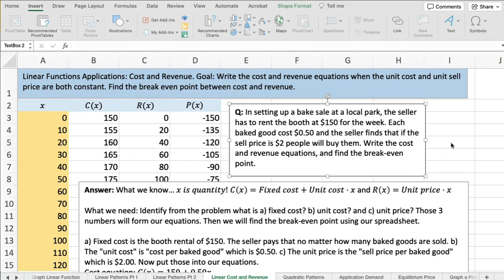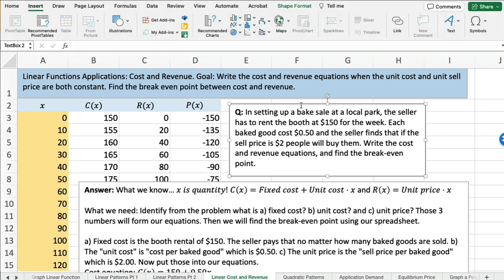We're going to do another linear function application here. This one involves cost and revenue. Our goal is going to be to write the cost and revenue equations when we're given some information in a problem, and then we're going to find the break-even point between cost and revenue.